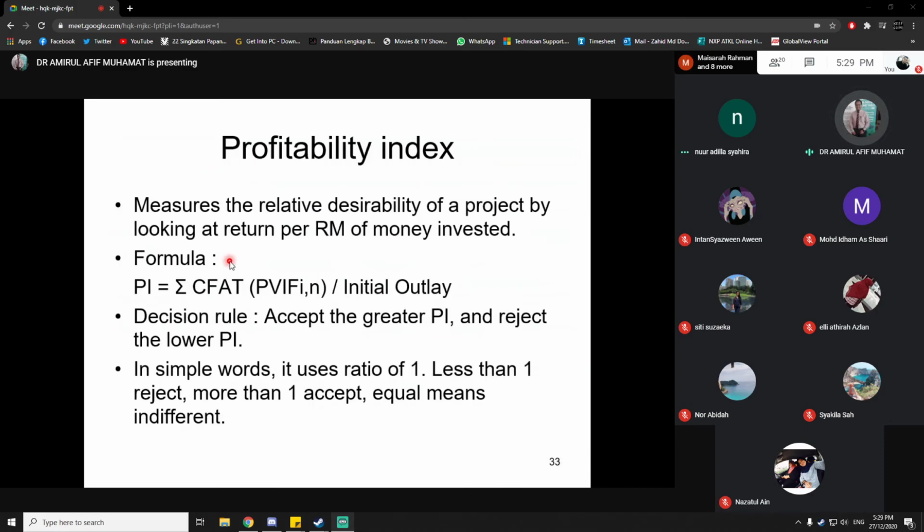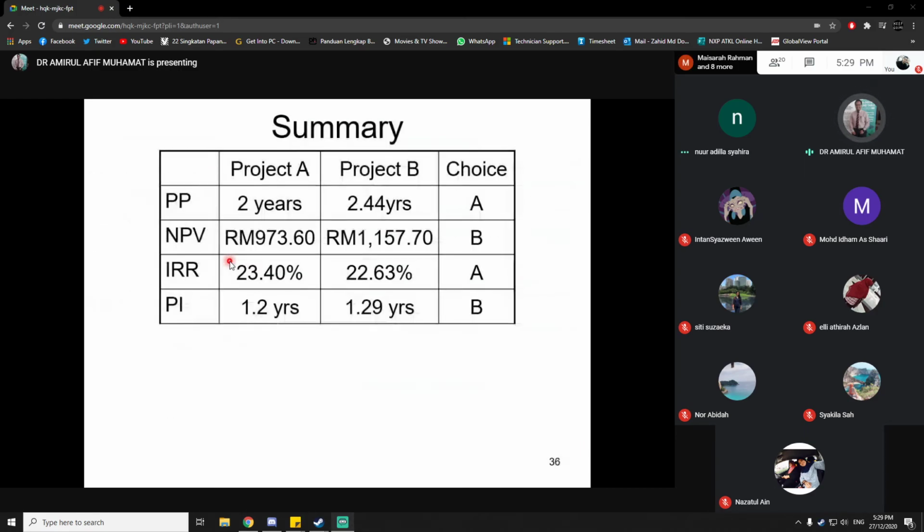Okay, so last but not least, ni saya tunjuk pada you contoh. So this is the answer from this example. So this is the capital budgeting tool: payback period, NPV, IRR, internal rate of return, and also profitability index. So for project A, payback period, kalau you tengok between these two, the answer is choose project A because project A has shorter payback period.